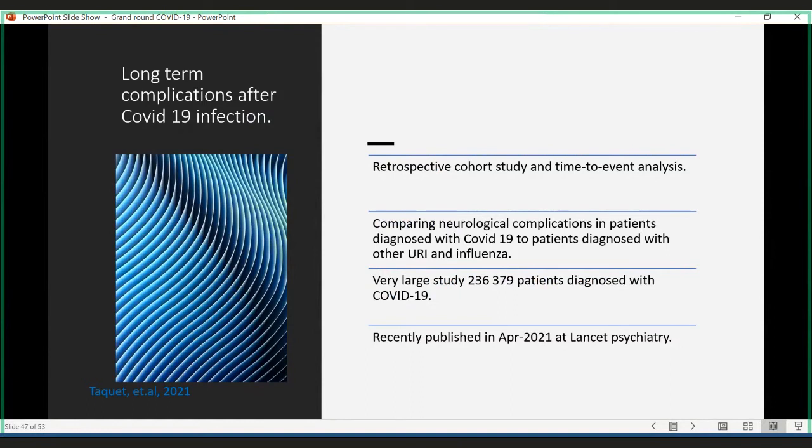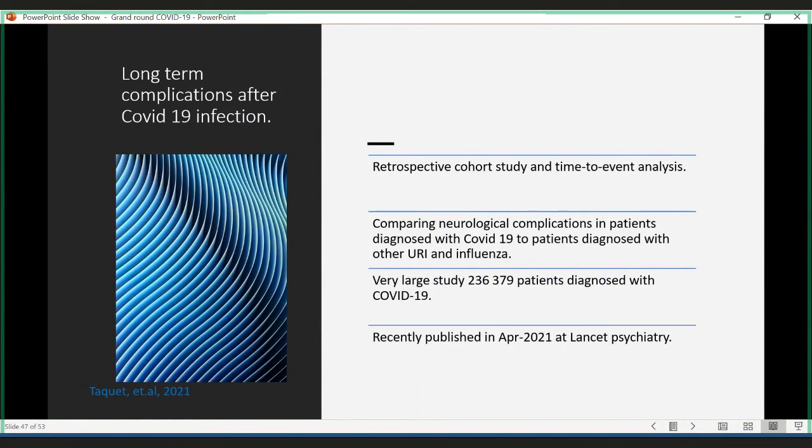So we talked about the neurological symptoms and complications during the acute viral infection. But we don't know what the long-term complications are with the COVID-19 infection, until this recently published study that was published last month showed some potential long-term complications.